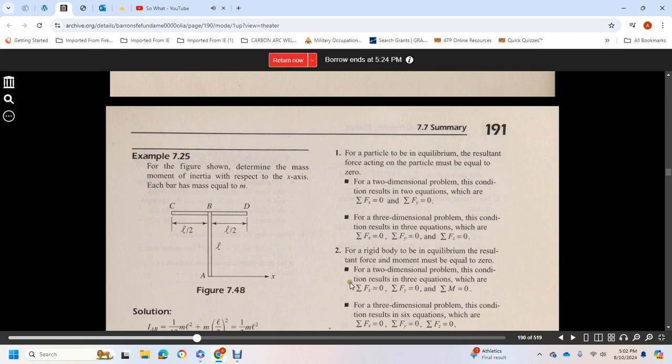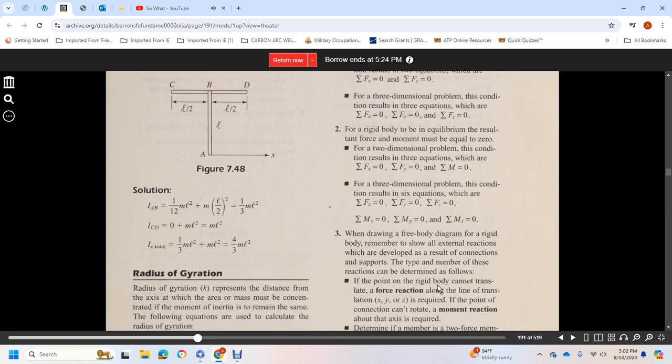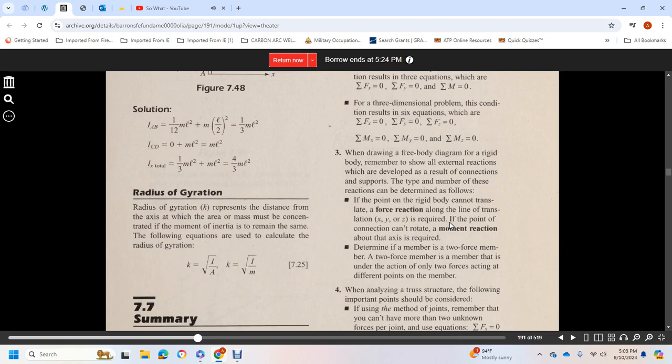The two-dimensional problem results in three equations: the sum of F_x equals zero, the sum of F_y equals zero, and the sum of moments equals zero. The three-dimensional problem results in six equations: the sums of F_x, F_y, F_z equal zero, and the sums of M_x, M_y, and M_z equal zero. When drawing a free body diagram of a rigid body, remember to show all the external reactions and the results of the connections and supports, with the number of reactions determined as follows.